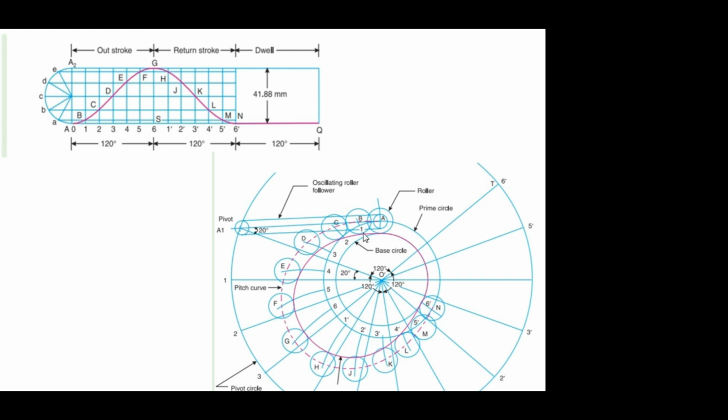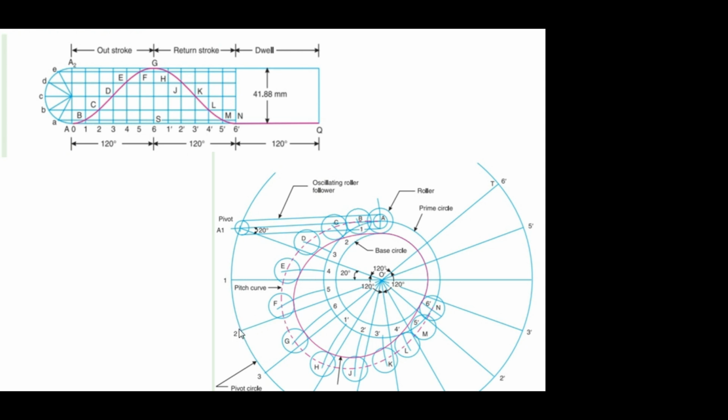Now take distance 120 mm in your compass, that is from A1 to A. Take 1 as a center, draw the first arc. Now take care that the arc must intersect the prime circle and it will be radially outwards. Take distance 120 mm in your compass, keep pointer on 1, draw first arc. Take care that the arc should intersect the prime circle but radially outwards.